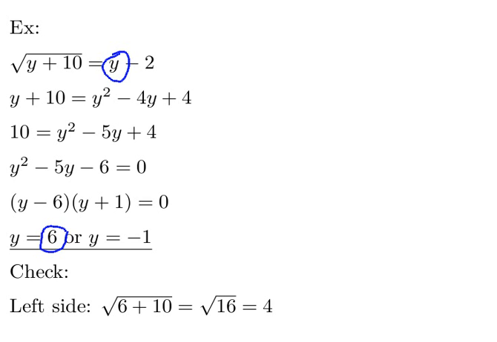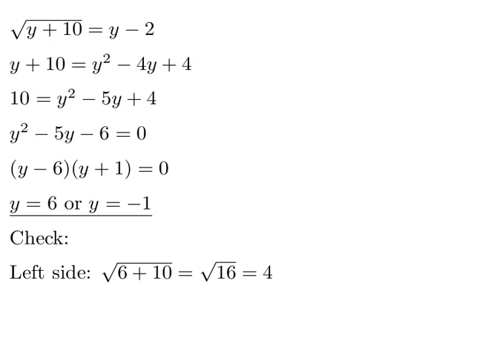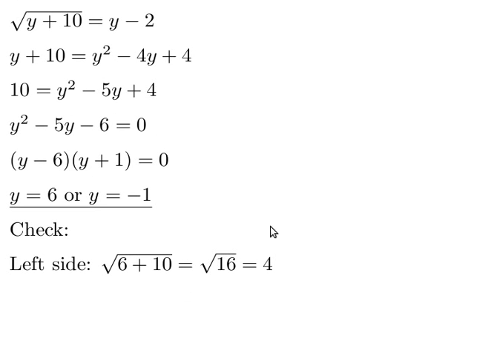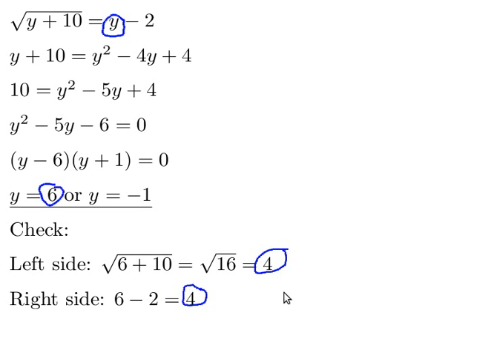So this was the left. I'm going to write this down. This is the left side. Left side will give us this. Let's scroll down a little bit so we have a little more room. So now we're putting y equals 6 in for the right side. So we have 6 minus 2, and of course we can see that that's equal to 4. So they match. This 4 matches this 4, so check mark.